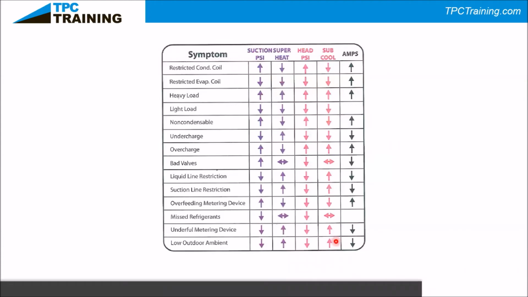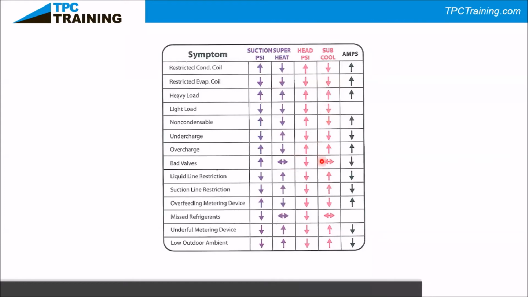Undercharged, we're going to have low suction pressure, low evaporator pressure, high superheat, low head pressure, and low subcooling. We're not going to have the 8 to 12 range we're looking for. We're going to be probably closer to 5 to 4. And if we're overcharged, we would see low superheat, but then our subcooling would be up.